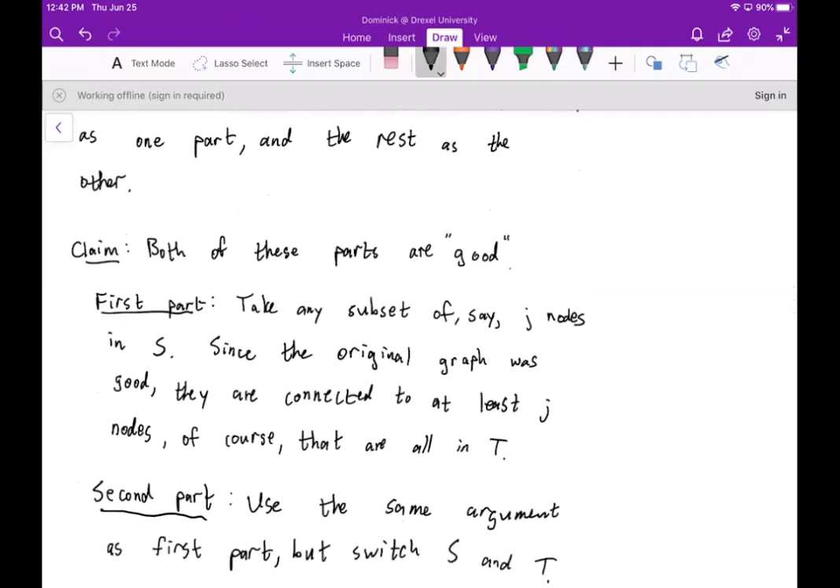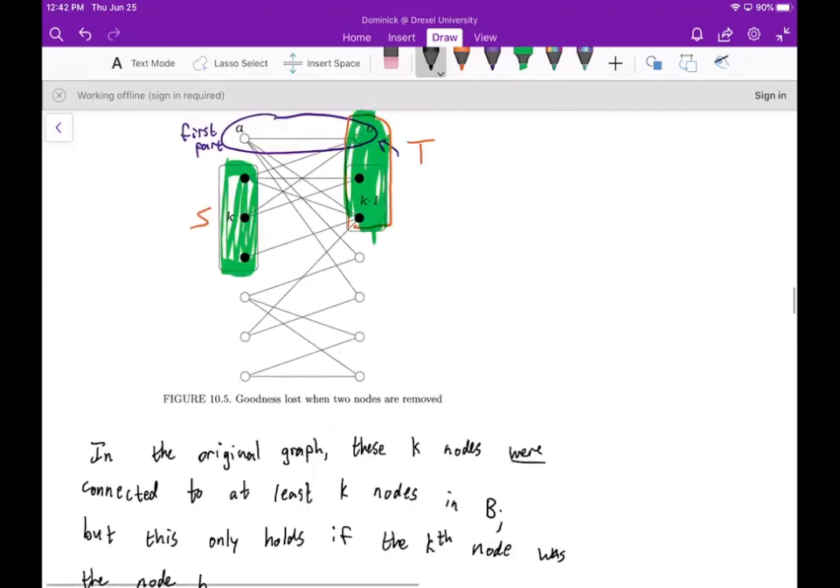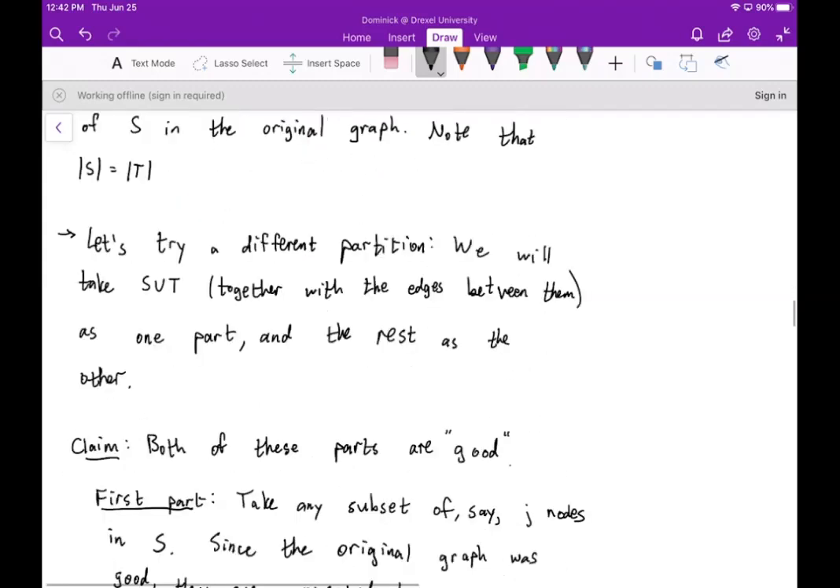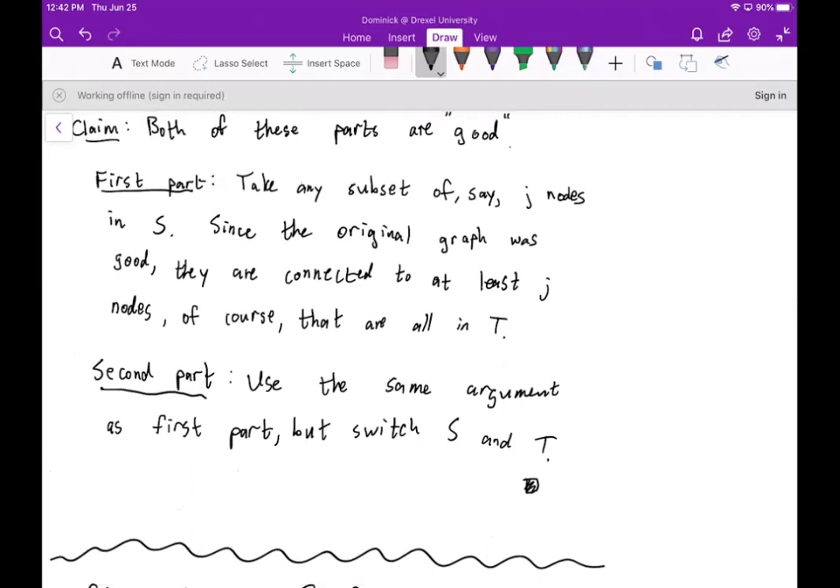Now, for the first part, take any subset of, say, J nodes in S. Since the original graph was good, they're connected to at least J nodes that are all in T, right? So we ruled out that possibility. So if I pick any two of these, for example, they would be connected to at least two in the set T. So that part's good. For the second part, you would use the same argument as you did for the first part, but now just switch S and T, and then that would prove the result.